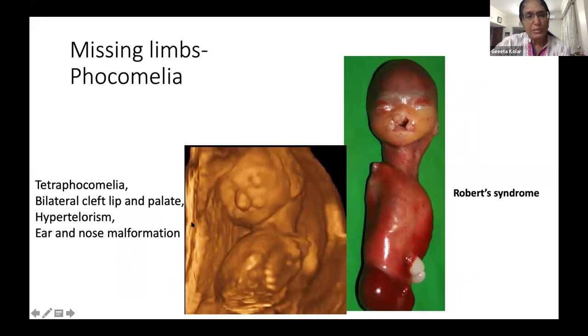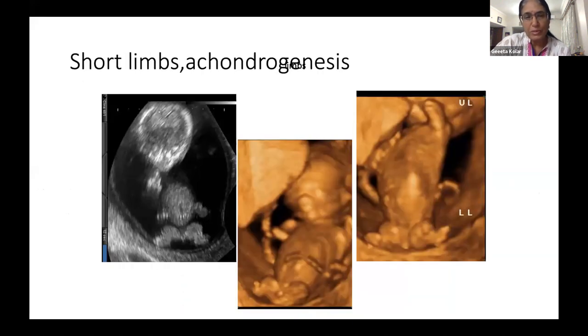Here is a typical example of a tetraphocomelia. That means all the four limbs are absent. There is bilateral cleft lip and palate. There is hypertelorism, that is widely spaced eyes, and there is ear and nose malformation. And this is Roberts syndrome. When you have missing limbs associated with these, it is a case of Roberts syndrome.